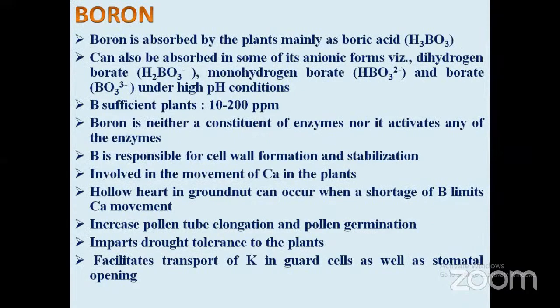Okay, now moving ahead to another micronutrient, boron. Is it taken up by the plant in cationic form or anionic form? Neutral form. Boron is taken up by the plant mainly as boric acid, H3BO3, and can also be absorbed in some anionic forms: dihydrogen borate, monohydrogen borate, and borate under high pH conditions.